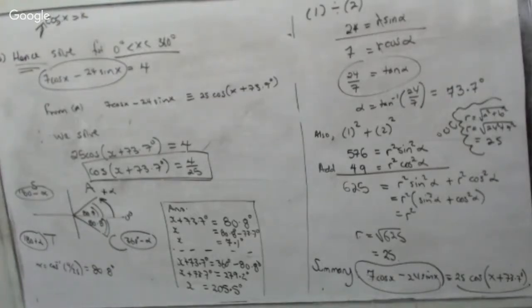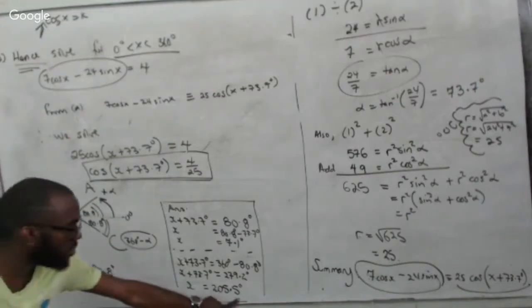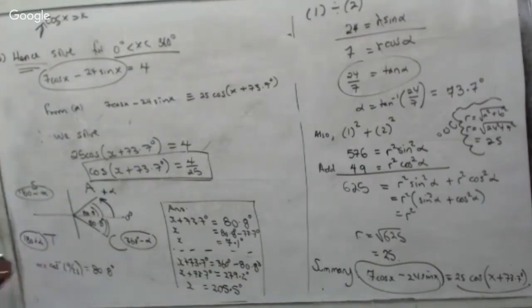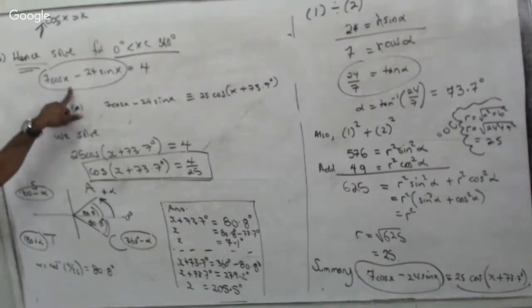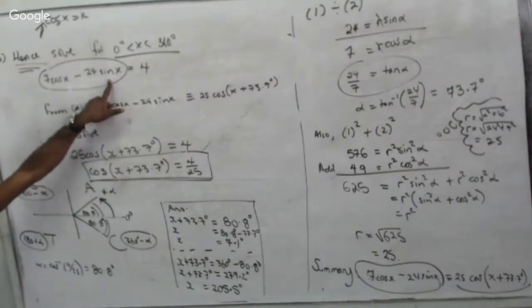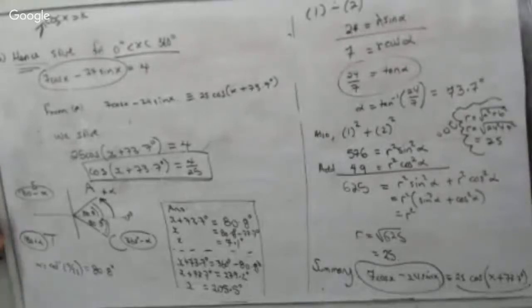And just to check one of them, plug 205.5 degrees in this. You will get 7 times cosine 205.5 minus 24 sine 205.5. Plug it in and then see what you get. Where's the calculator? You have to get it quick, you know, because you have to practice with it. Can you imagine going into the exam and asking the invigilator for a manual? That may happen if you don't get it early.